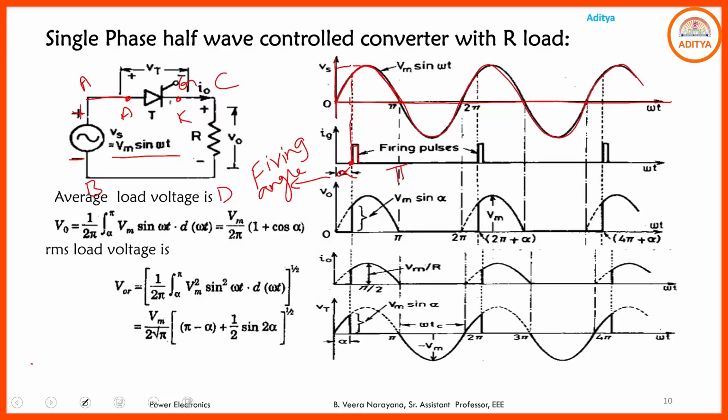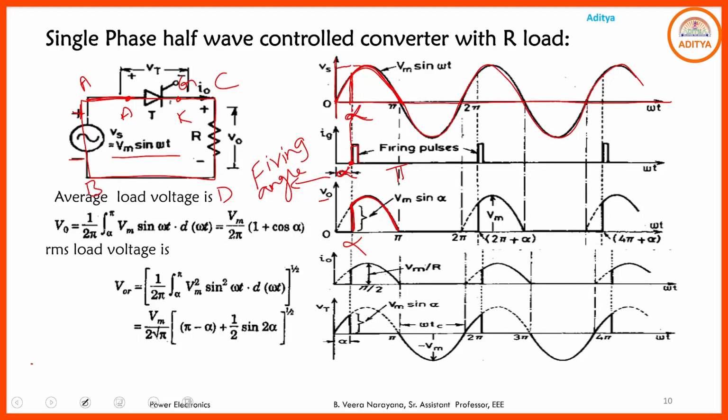So here at omega t equal to alpha, we provide the gate pulse to the SCR. So from alpha onwards it comes to the on state. From alpha to pi, this portion of the source voltage is transmitted to the load, and the current flows through the circuit as A plus, thyristor, resistive load and B minus. In this way the current flows through the circuit, and whatever voltage is available is transmitted to the load. So simply from alpha to pi, the output voltage follows the source voltage. So this part of the source is available across the load.